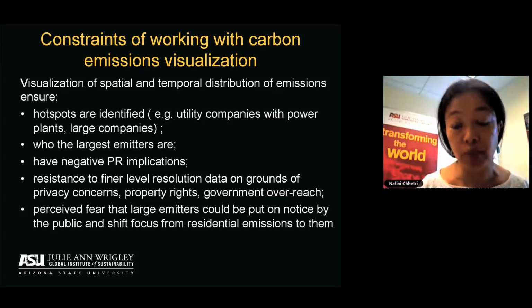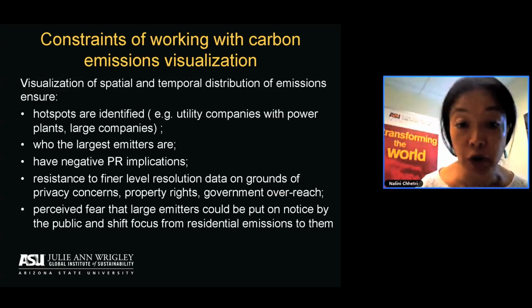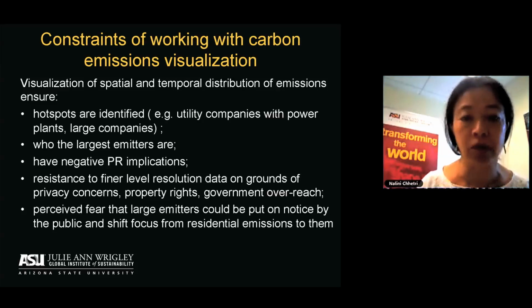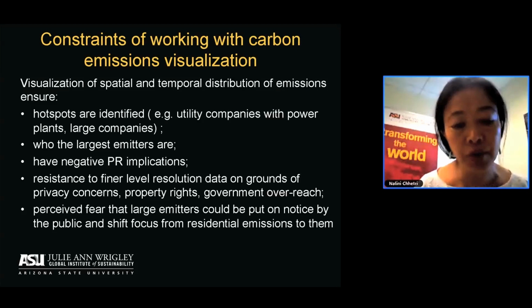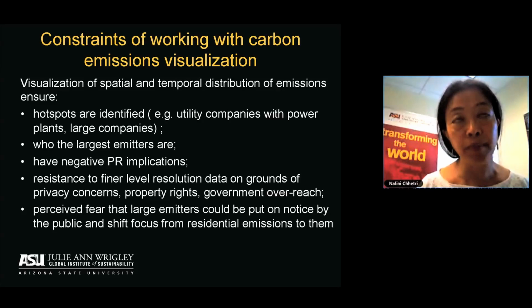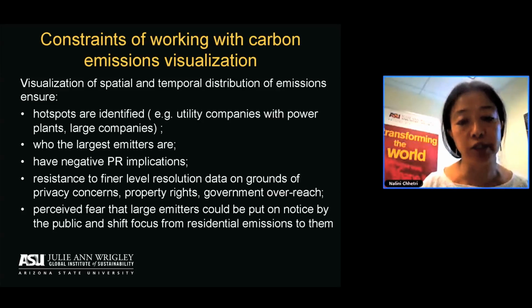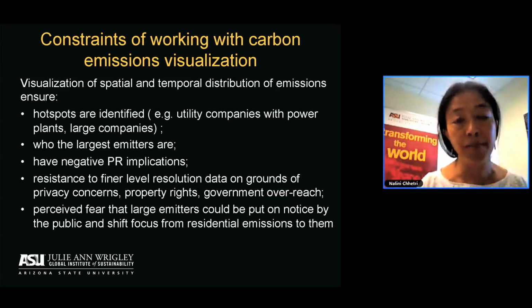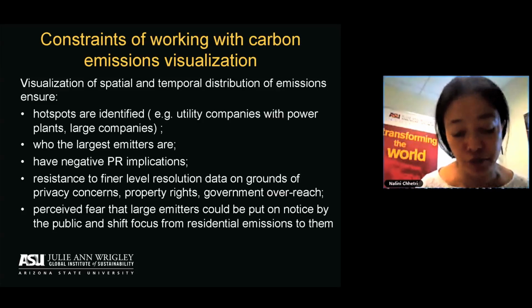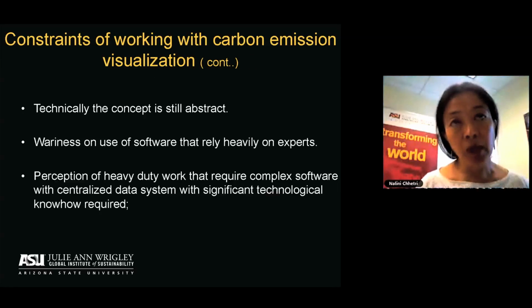And that was, they said, primarily based on privacy concerns, property rights, government overreach. We can't give you the household data. We cannot give you the parcel data. And also, we have not been able to test it, but this is their perceived fear that they could be put on notice by the public, by the media, and then the focus would shift from the community emissions inventory to them because they are identified to be the hotspot. So there was this huge pushback against using this carbon emission visualization tool.